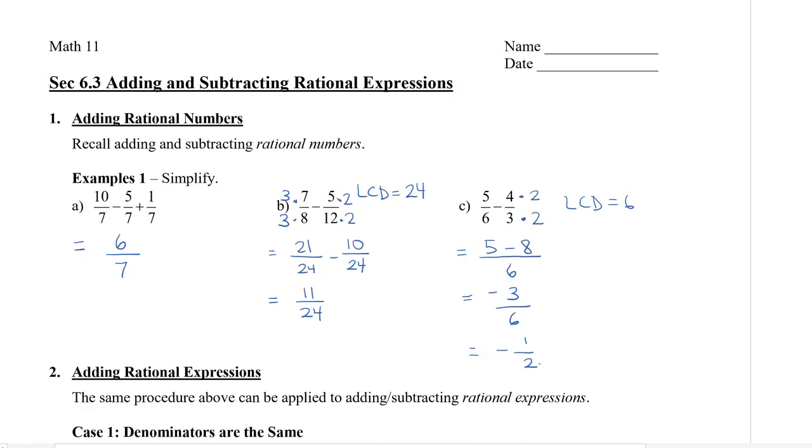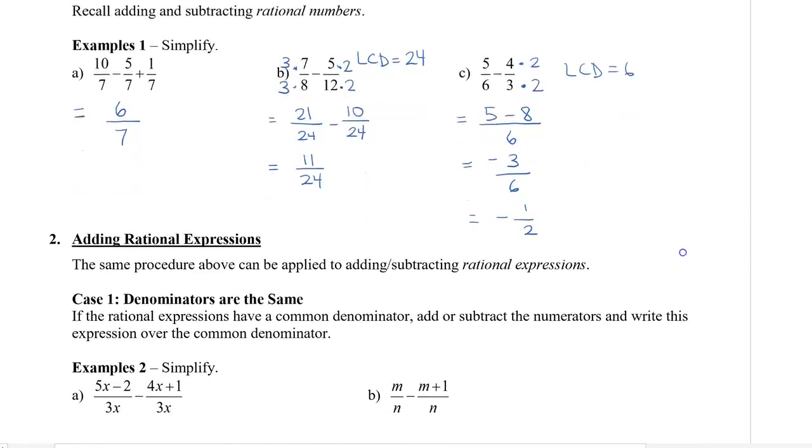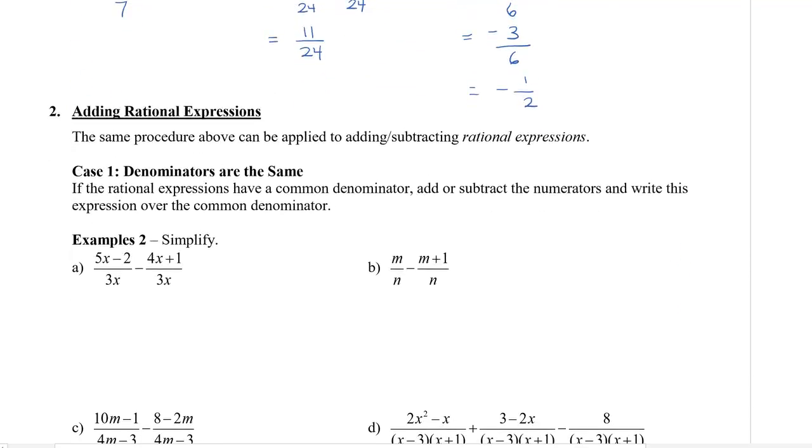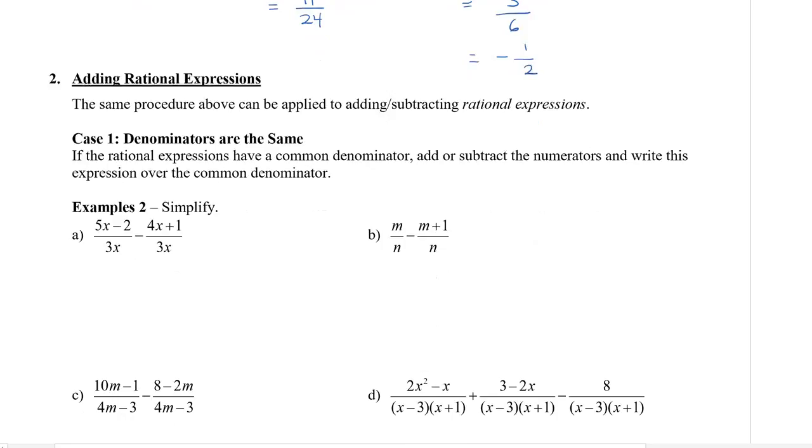Now, I didn't write this down, but I could have factored each of the denominators to find my LCD. But because these are just basic numbers here, I was able to figure out what the lowest common denominator is without actually having to factor my denominator. However, when we get to adding and subtracting rational expressions, we will have to be doing some factoring. So let's take a look at how to factor these questions here.